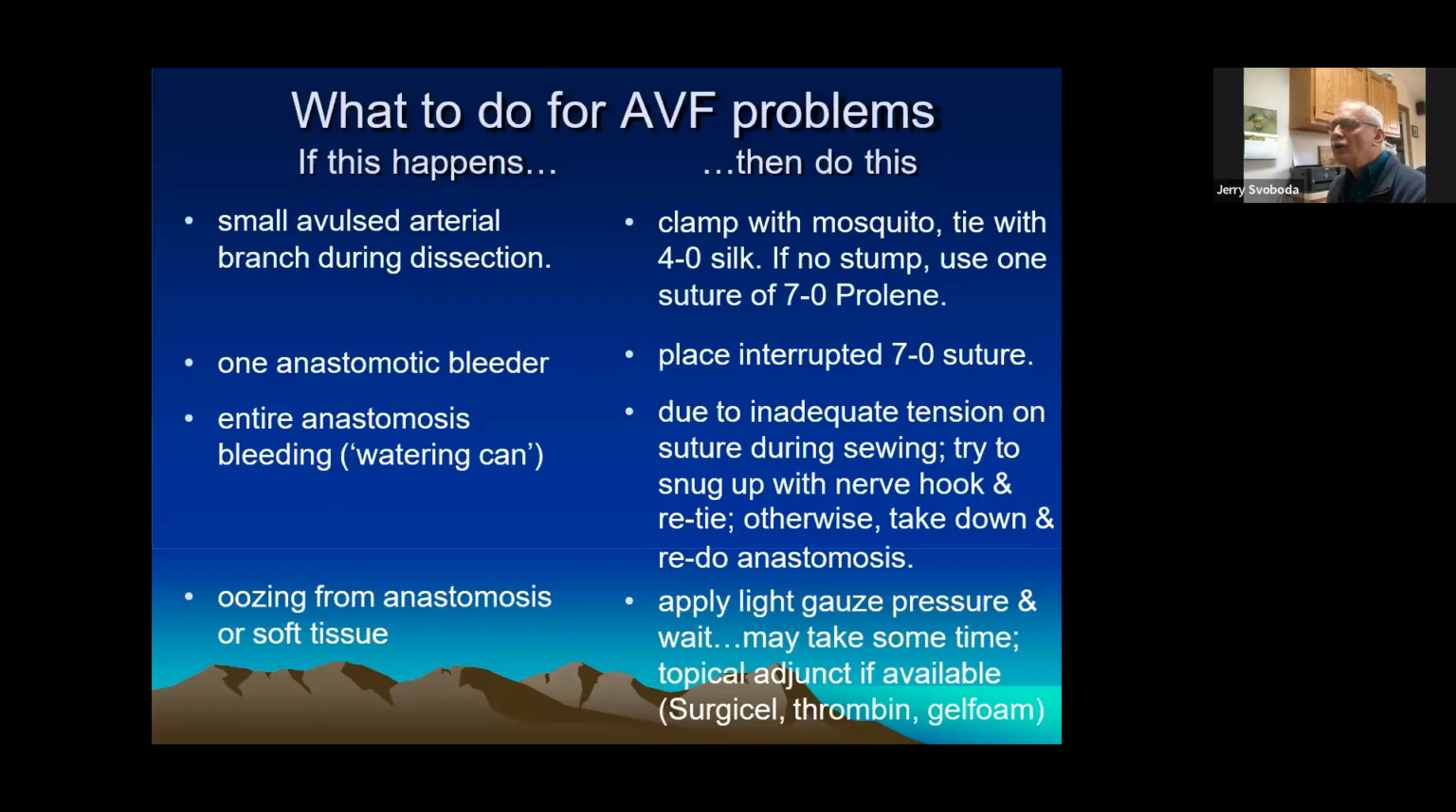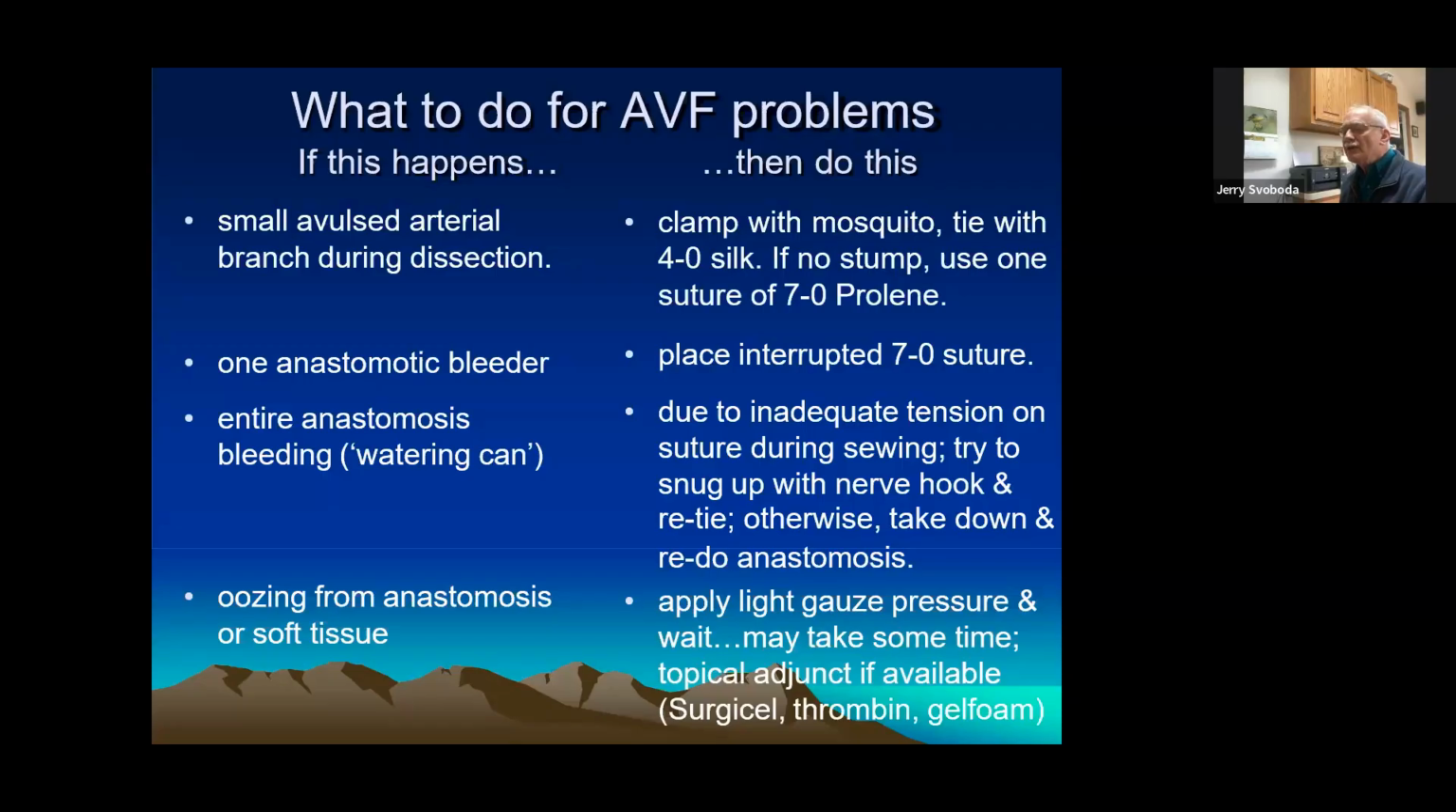What about if the entire anastomosis is bleeding? That means that you haven't had your assistant maintain proper traction on the suture, keeping it taut. Sometimes you have to take down the whole anastomosis to fix this. Sometimes you may be able to snug it up by retying it, depending on how much suture is available. But it has to be snugged up or redone.